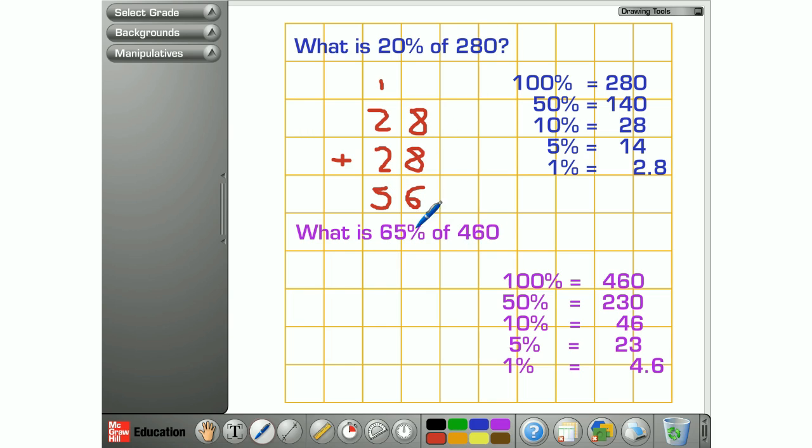This one, similar thing. This time we've got 65%. We could do 6 lots of 10%, but we might as well do 50%. So 230, and that is 50%. Add 10% to take us to 60, so that's 46. So that would give us 60%. We need 65, so add 5%, which is 23. And add that all up. 0 plus 6 plus 3 is 9. 3 plus 4 is 7, plus 2 is 9 as well. And add 2 is 299. So 65% of 460 is 299.